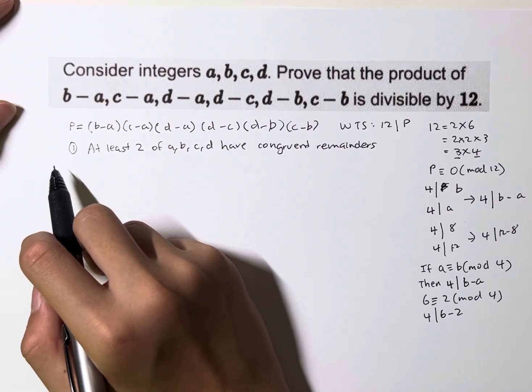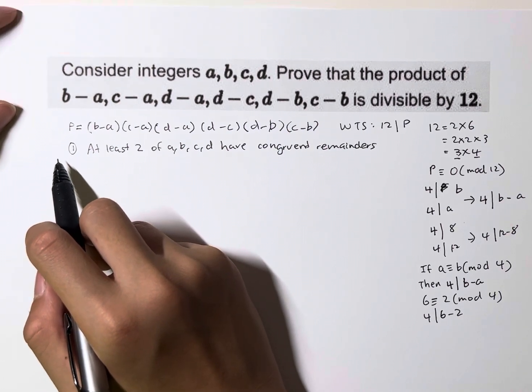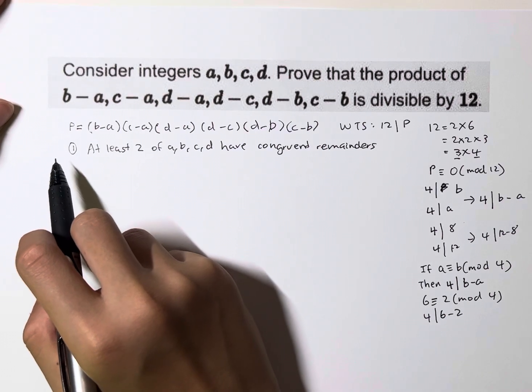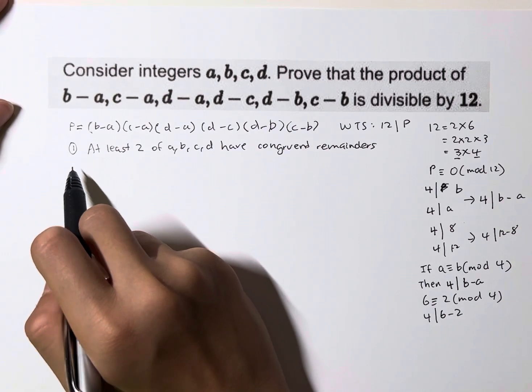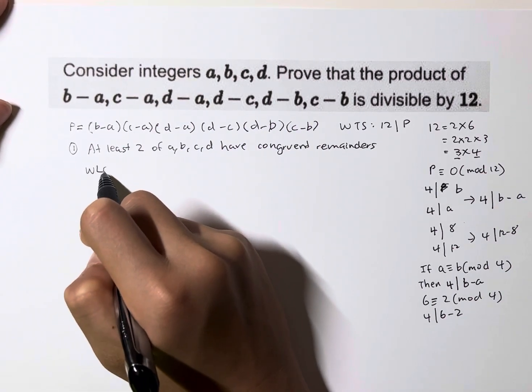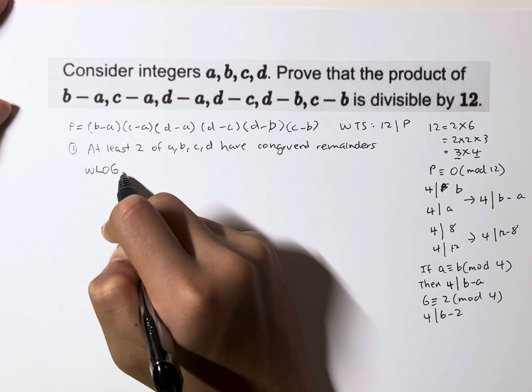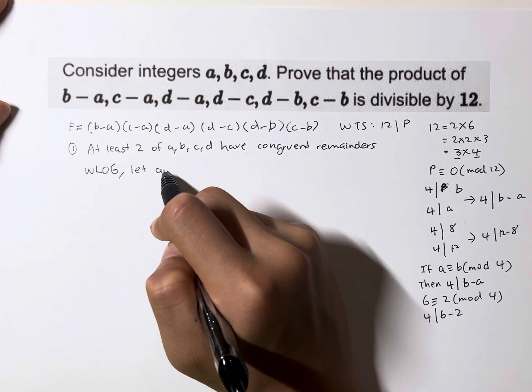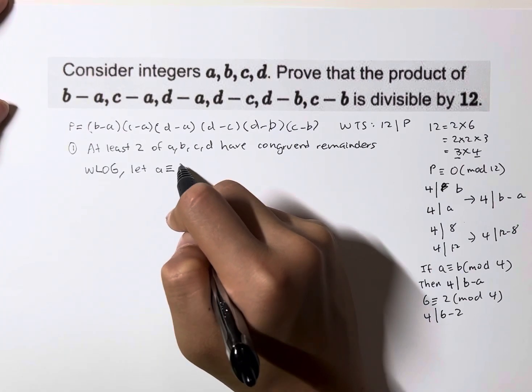Just saying, without loss of generality, the order doesn't really matter. You can pick any of the 4 integers a, b, c, d. But we can just say that without loss of generality, WLOG, let a be congruent to b mod 4.